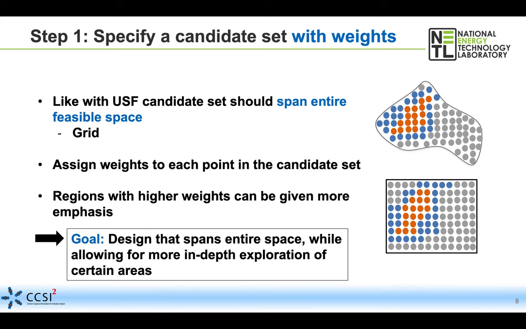The goal with constructing a candidate set for a non-uniform space filling design is to make sure that our candidate set spans the entire space and that the weights represent accurately our interest in the different spaces. So here you could imagine that our candidate set is shown as all these points, and we've assigned weights because we're interested in the orange areas more than the blue areas, and we're least interested in the gray areas. And we just want to make sure that the weights that we assign to each of these points corresponds to our level of interest.